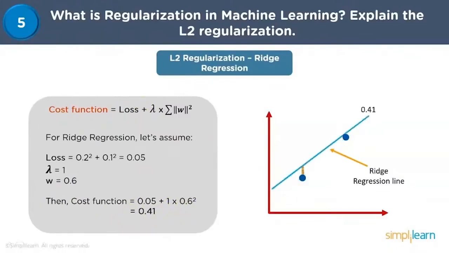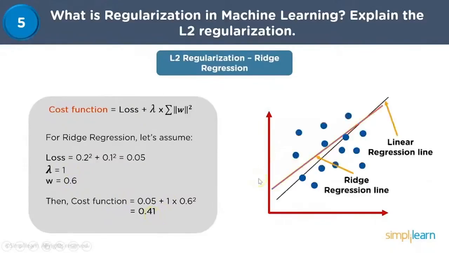Now moving ahead, let's consider another situation where we'll calculate the same cost function for the ridge regression line. There is some loss for both the points as they are not on the same line. Here you can see the sum of squared residuals is 0.05, which is the sum of 0.2 squared and 0.1 squared, as I'm assuming 0.2 for one point and 0.1 for the other. Lambda is again 1 and w we have assumed to be 0.6. Now if you find the cost function, the value is 0.41.